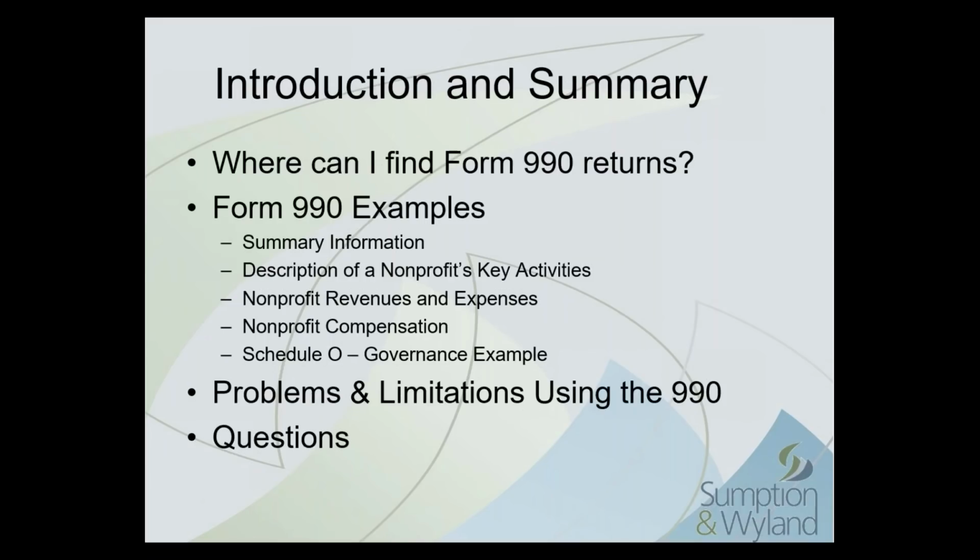As Ruth said, the format for the presentation is going to be first talking about where you can find copies of the Form 990, which, just in case anybody doesn't know, is the annual information return that all nonprofits, including charities, file with the IRS on an annual basis. Next, we'll go into a few examples in the Form 990 of areas you can look at for specific information. Then we're going to talk briefly about the problems and limitations in using the 990. It's a very nice resource, but it's not 100% of everything you need to know, and we'll talk a little bit about why. And then, of course, we want to leave plenty of time for questions at the end. So that's basically where we're going and how we're going to get there.